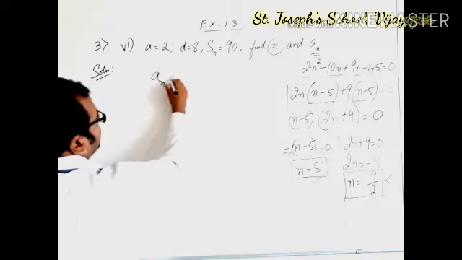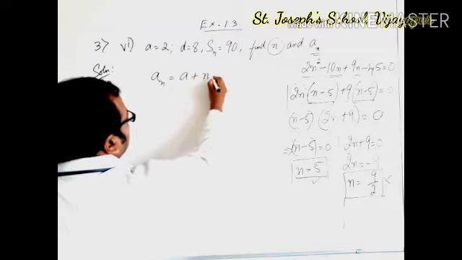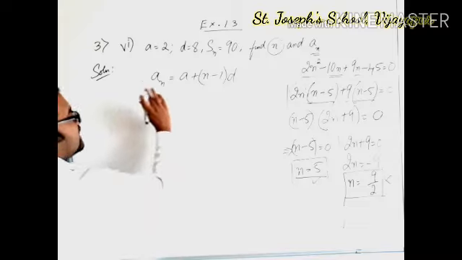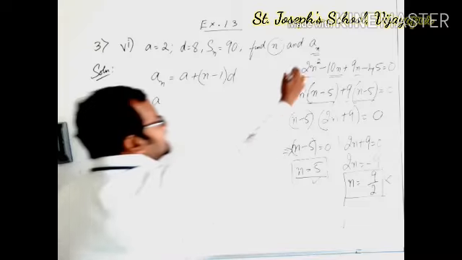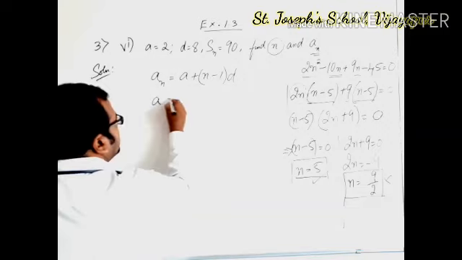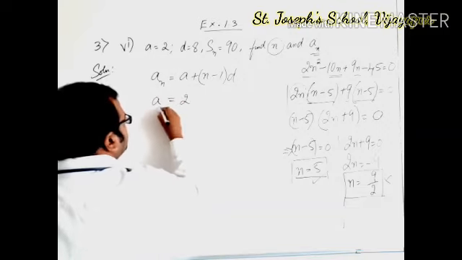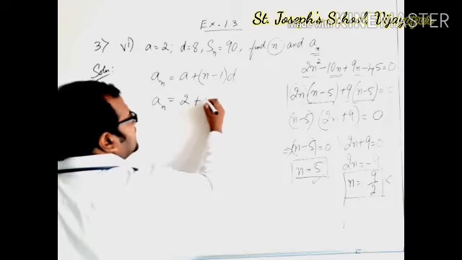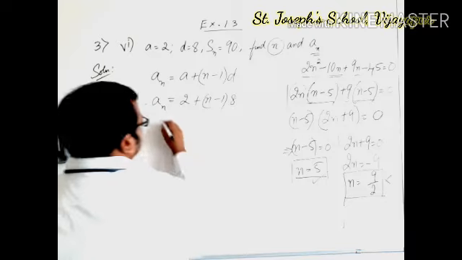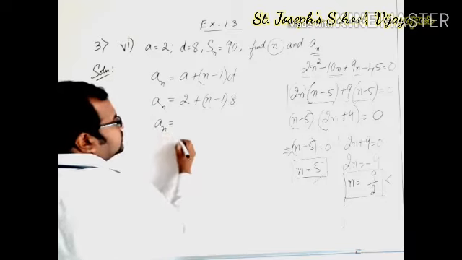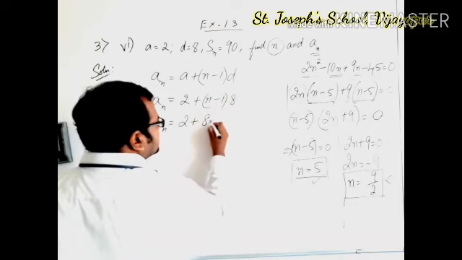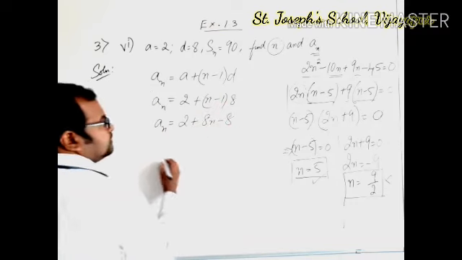An formula, we all know it as a plus n minus 1 into d. First, I will try to keep n value as n itself, because they have asked an. It will be a general term which will contain n there. So an is equal to a, which is 2, plus n, we will not substitute yet, d value being 8. So an is equal to 2 plus 8 into n, 8n minus 8.